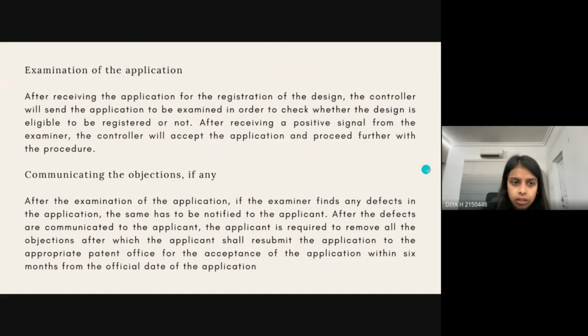Communicating the objections, if any. After the examination of the application, if the examiner finds any defects in the application, the same has to be notified to the applicant. After the defects are communicated, the applicant is required to remove all the objections, after which the applicant shall resubmit the application to the appropriate patent office for the acceptance of the application within 6 months from the official date of the application.